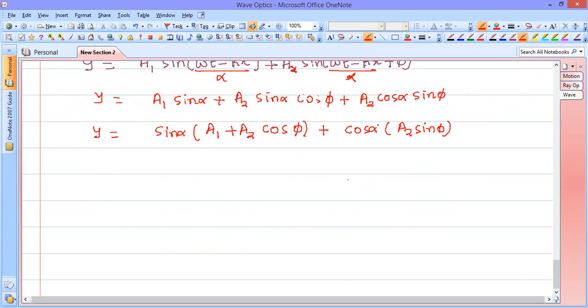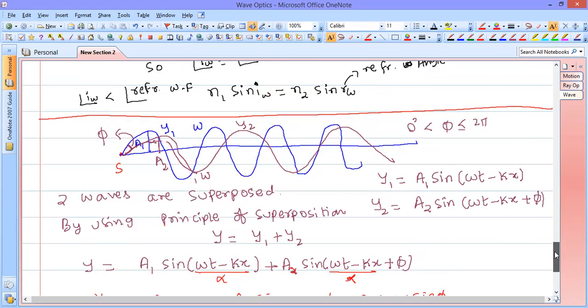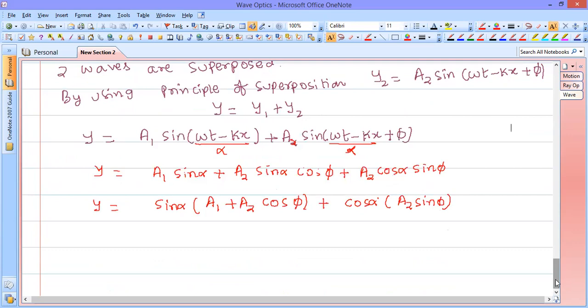Now, suppose I add any two positive integers, let us consider 5 and 8. What will be the resultant of these two integers? Again, an integer only. Addition of two integers again gives an integer. Here, I am superposing two light waves. So after superposition, again I will get a resultant light wave, and it will be in the form of sine of this one only.